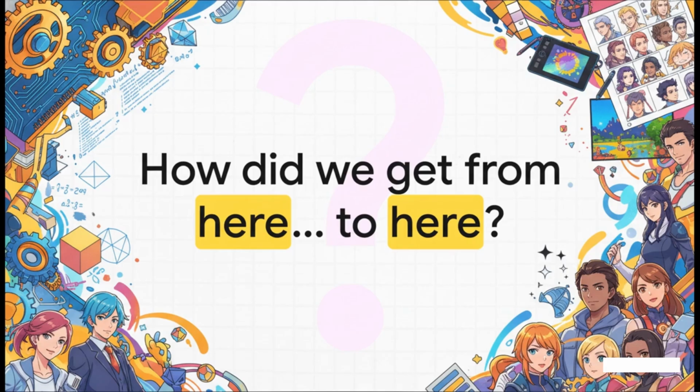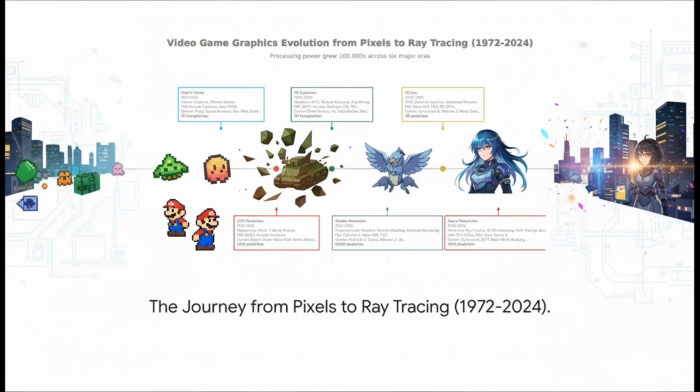So, what was the secret sauce behind this massive leap? Well, it wasn't just one thing. Not at all. It's actually this fascinating story that weaves together brilliant hardware breakthroughs, some super clever mathematical tricks, and of course, a whole lot of pure artistic genius. And this is going to be our roadmap for the journey. We're going to walk through 6 major eras of graphics, starting with those simple glowing lines of the past and taking it all the way up to the mind-bending AI-powered lighting we see today.